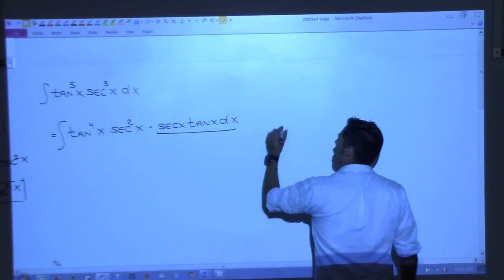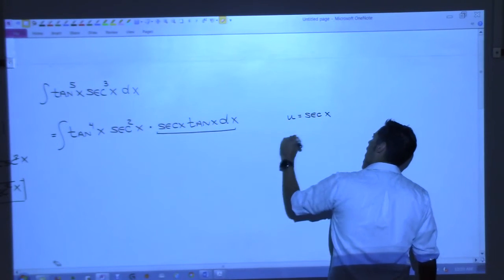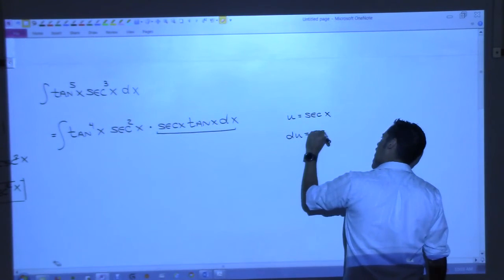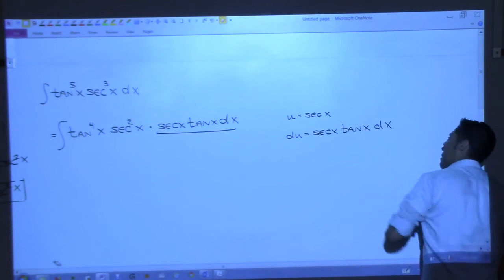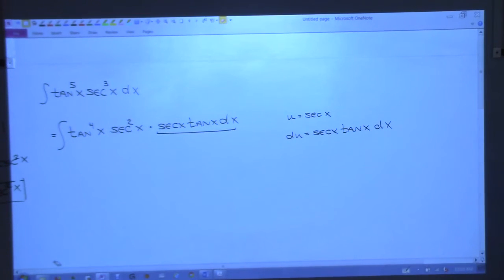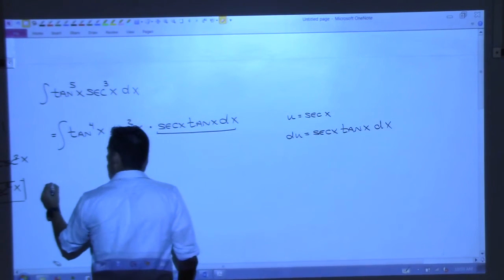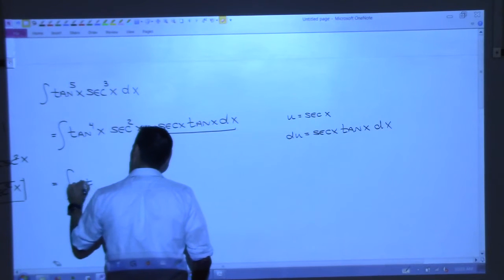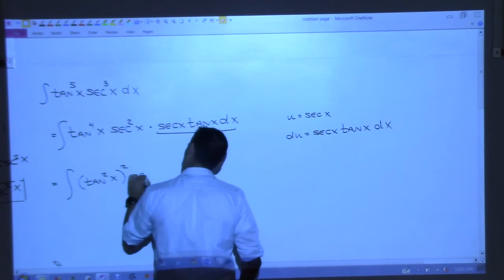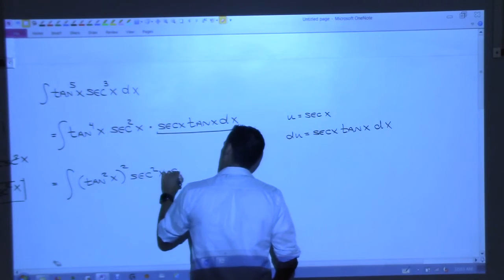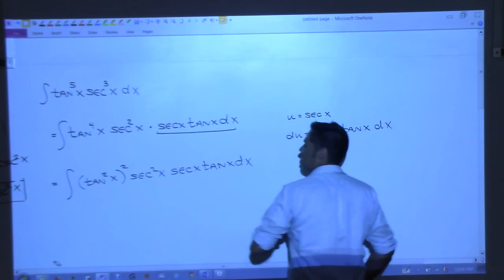That's fine, yeah. So right now I'm going to let u be secant x, and the derivative of that will be secant x tangent x dx, all right? So let's get everything in terms of secant. We have tangent squared squared, secant squared x, secant x tangent x dx.